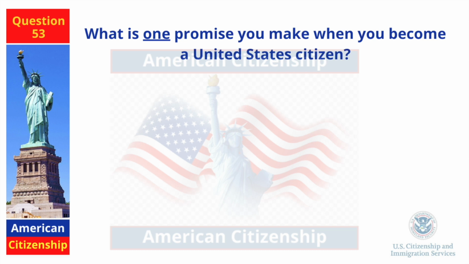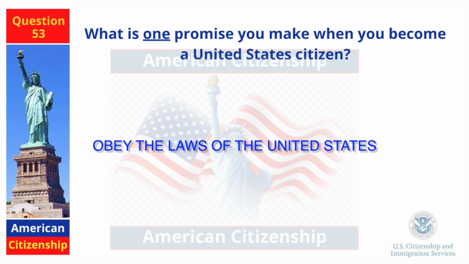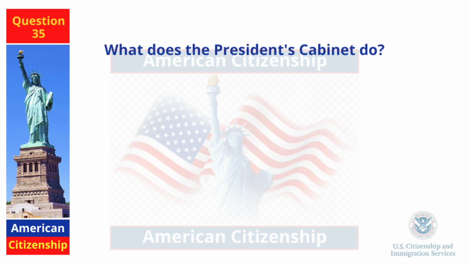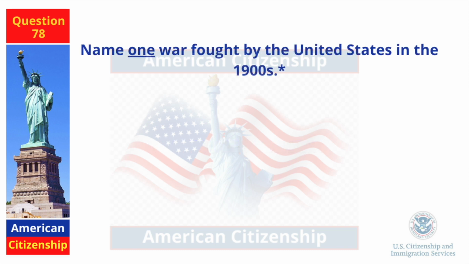What is one promise you make when you become a United States citizen? Obey the laws of the United States. What does the President's Cabinet do? Advises the President. Name one war fought by the United States in the 1900s. World War I.